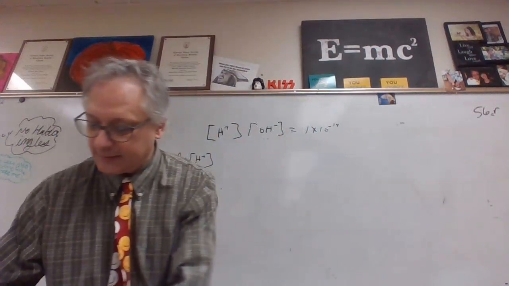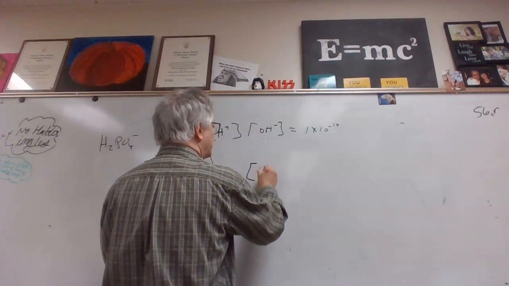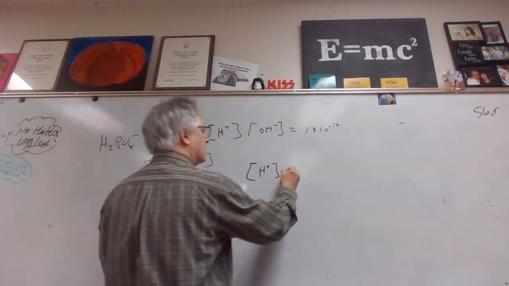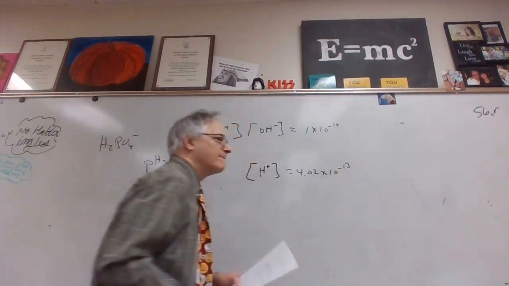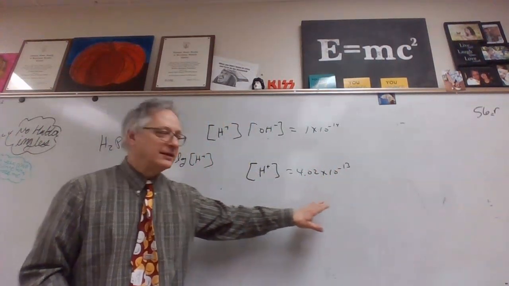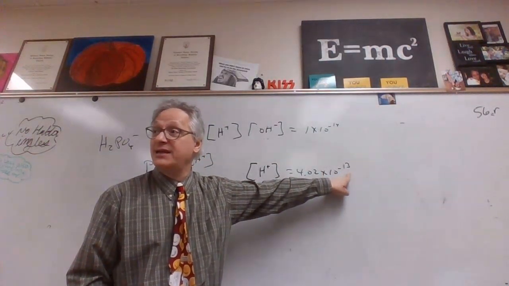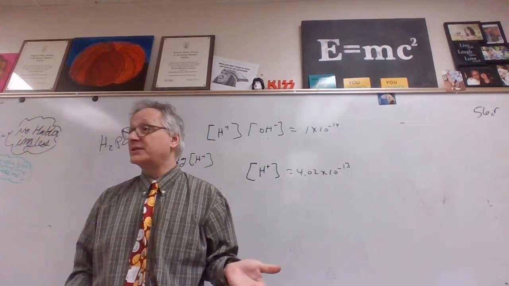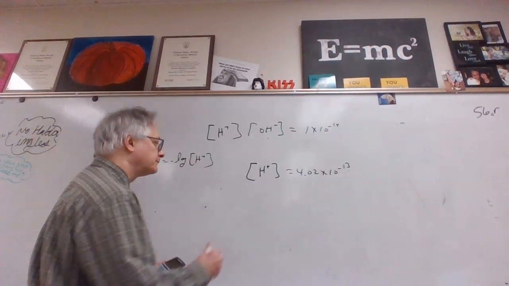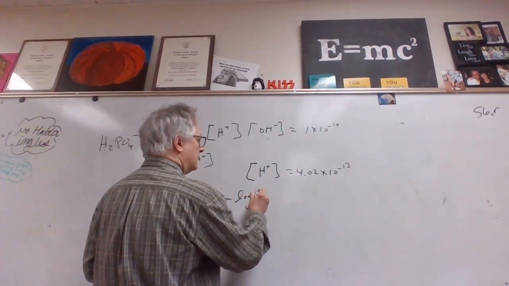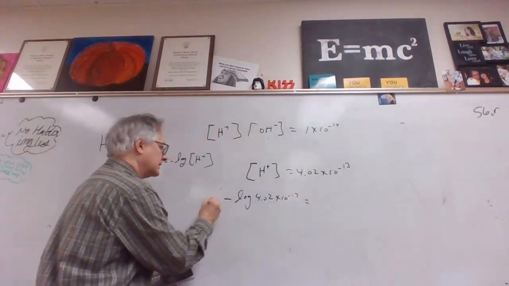Next one says, you don't even have to do anything here. It says the concentration of H plus is 4.02 times 10 to the minus 13. Now, you look at this and you say, that's pretty small. That's a lot less than 10 to the minus 7. So this is going to be a basic solution. So we don't have to do anything except take the negative log. Negative log 4.02 times 10 to the negative 13. That's going to be pH.